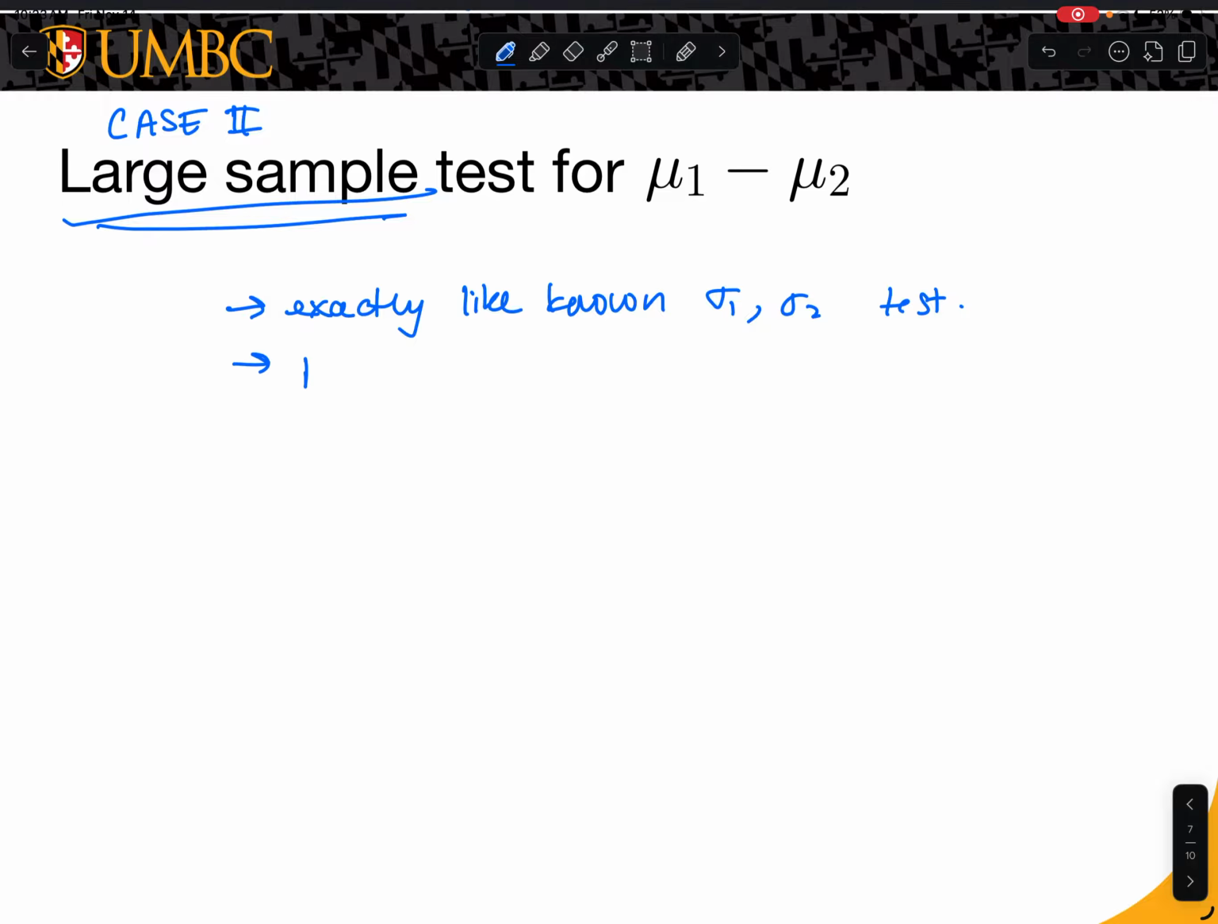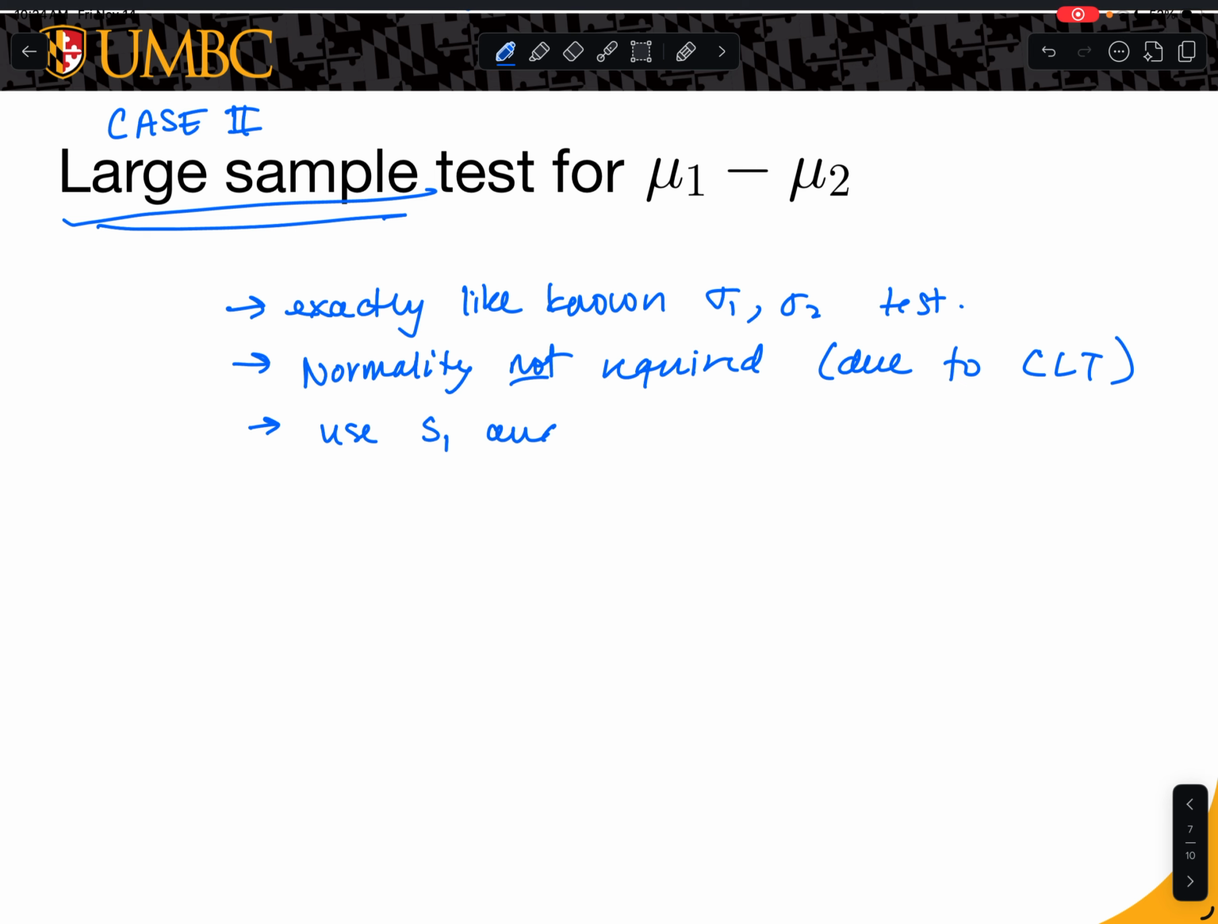In this case, however, normality is not required, and that is due to the central limit theorem. And then we're going to carry out the test in the exact same way, except we're going to use S1 and S2 in place of sigma 1 and sigma 2.